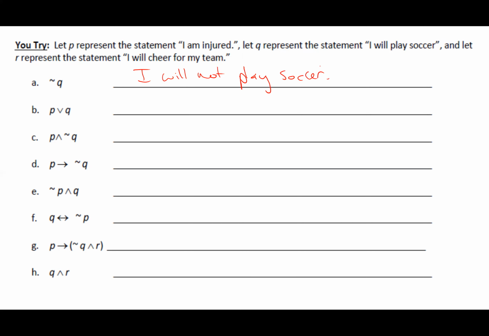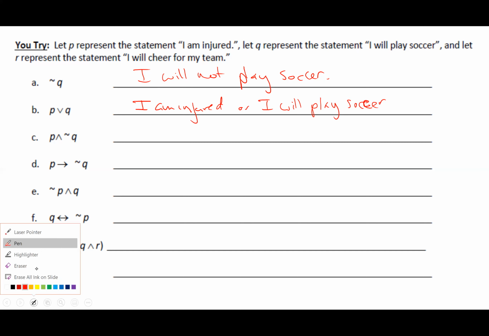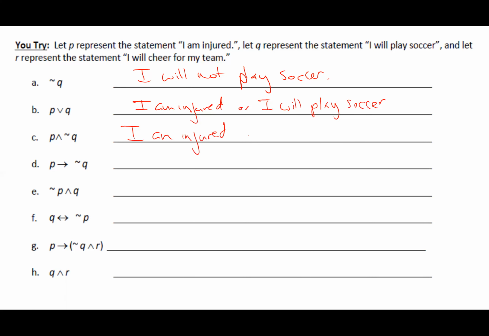My other options here, I will, well, no, I am injured, or I will play soccer. You would do well to not try to think too much about whether or not these statements make sense. Just write them. Okay, just write them. I am injured and I will not play soccer.